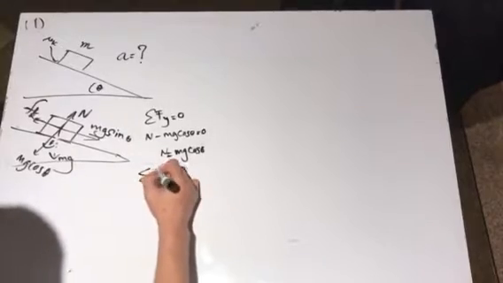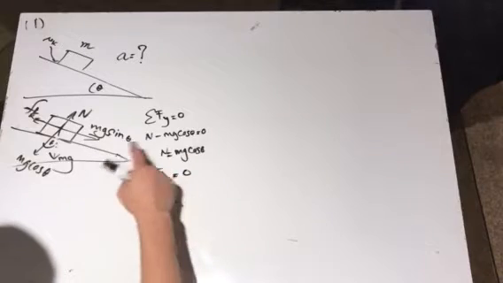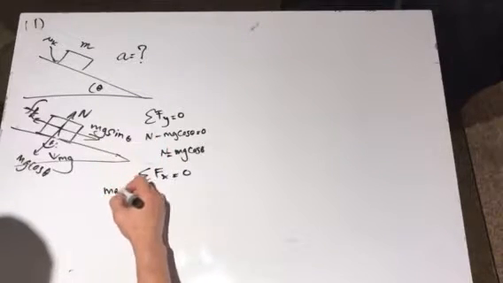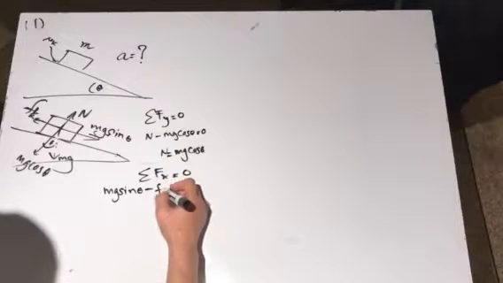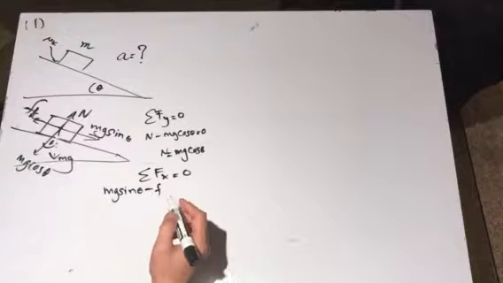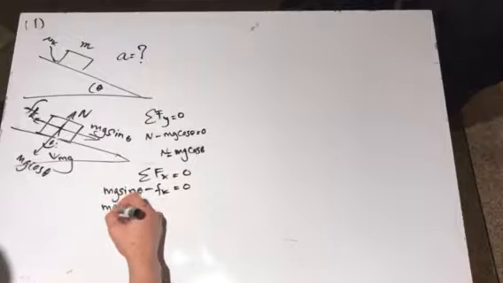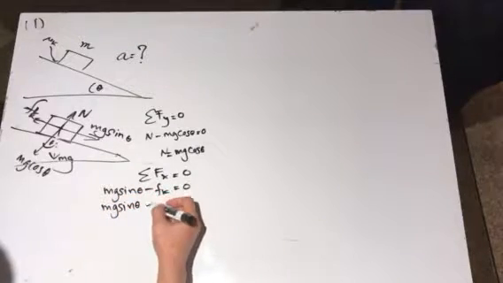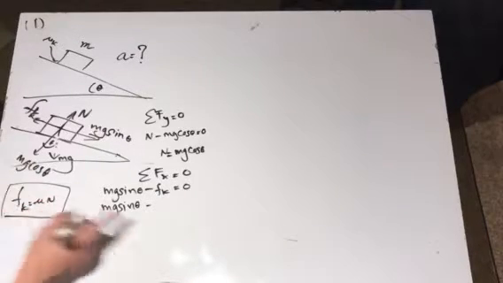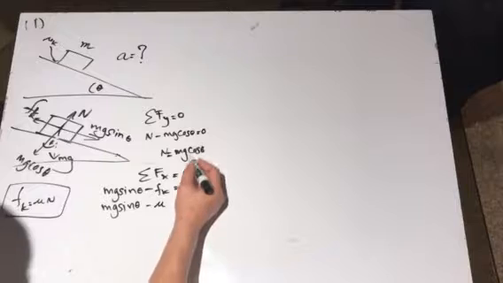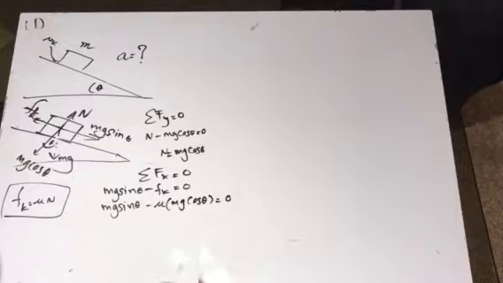Now we're going to go ahead and apply sigma F in the x direction, which is parallel to the plane. So how many forces do you have? You have the weight already incorporated with the angle, minus Fk is equal to 0. So mg sine theta minus, okay, and I'm going to replace what the frictional force is with mu n in there. So I will have mu, my n is actually mg cosine theta, is equal to 0.